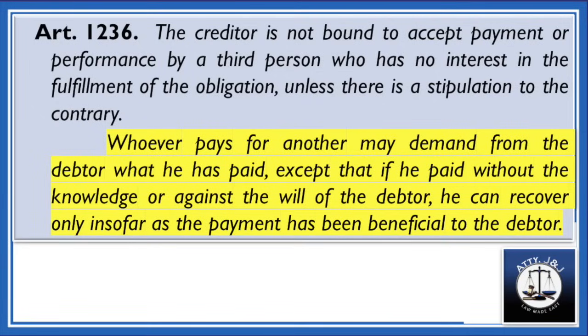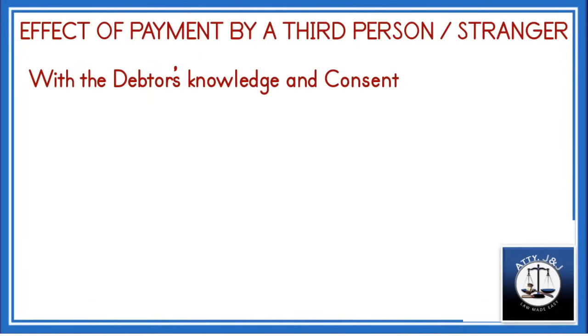Now, proceed tayo dito sa second paragraph. Ano ba yung epekto ng payment ng third person or ni stranger? Kasi nga wala siyang interest supposedly sa obligation, pero gusto niyang magbayad. So ano ba yung epekto nito? Sabi ni Article 1236, whoever pays for another may demand from the debtor what he has paid, except that if he paid without the knowledge or against the will of the debtor, he can recover only insofar as the payment has been beneficial to the debtor.